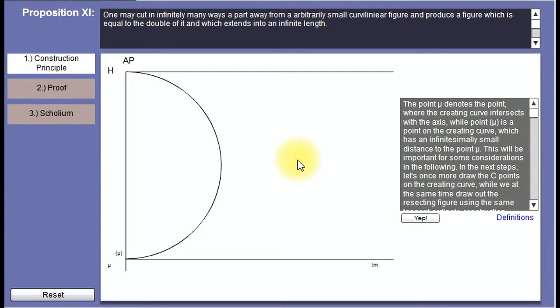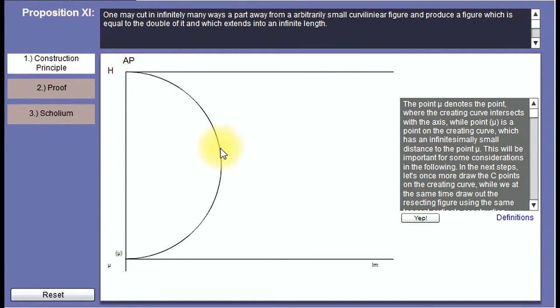And even more important, he says in this proposition that this relationship is also true when you make the area which you cut away infinitely small. And we're going to go through a succession of steps in order to elaborate on this very statement.